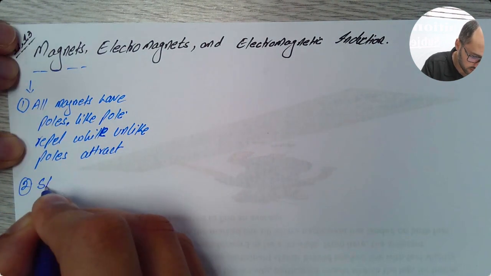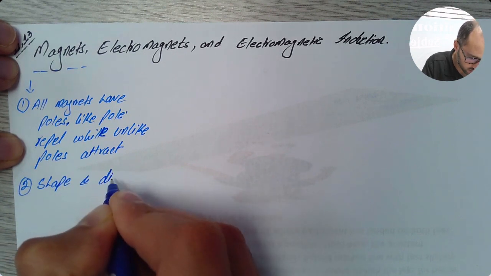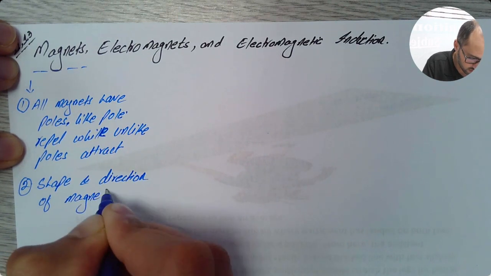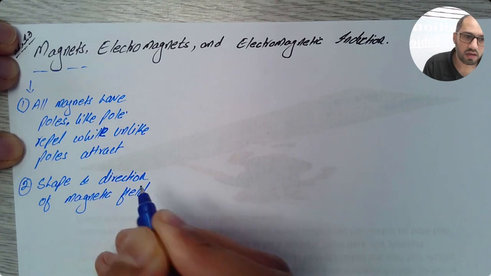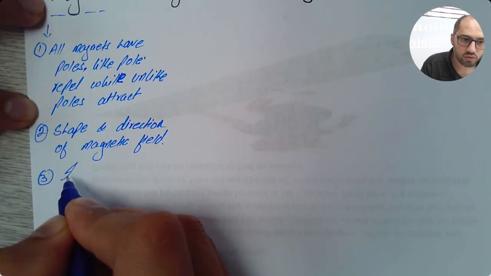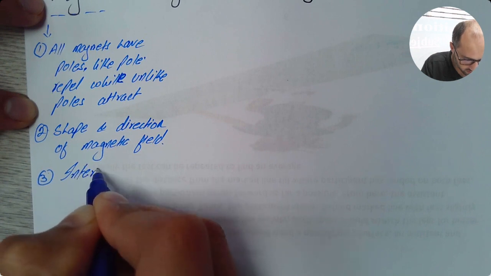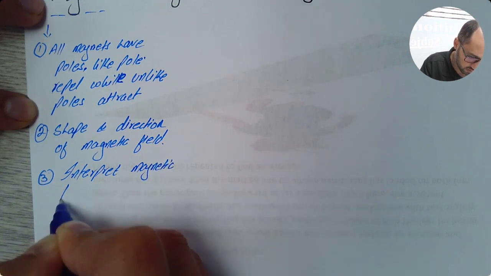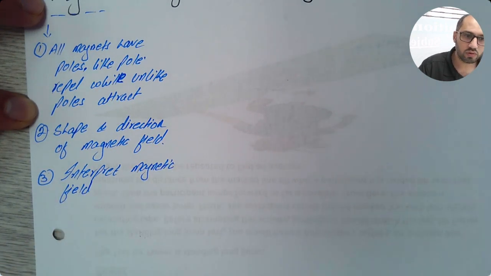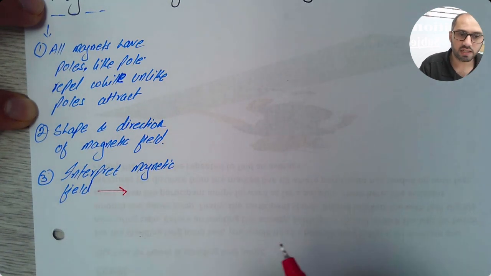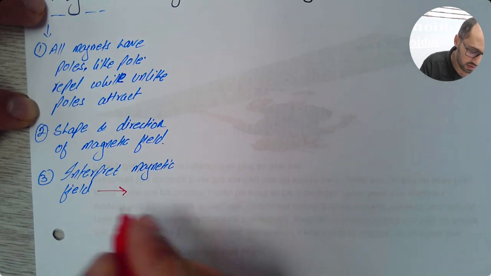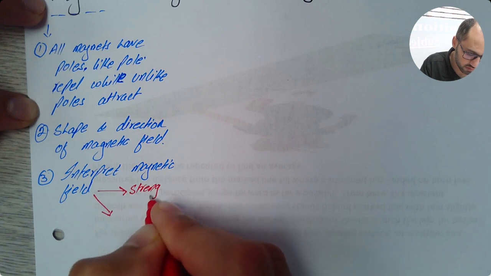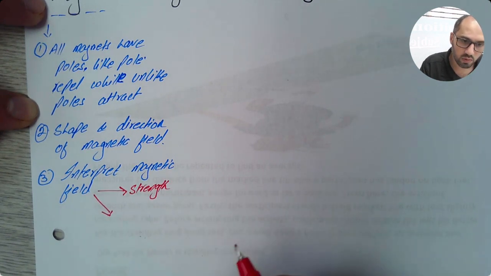Number two, the shape and direction of magnetic field. Number three, you should be able to interpret magnetic field. Now, when it comes to interpreting magnetic field, they'll give you the magnetic field around a bar magnet or a magnet, and they will ask you for two types of things. Number one will be the strength of the magnetic field, and the second one will be the direction.